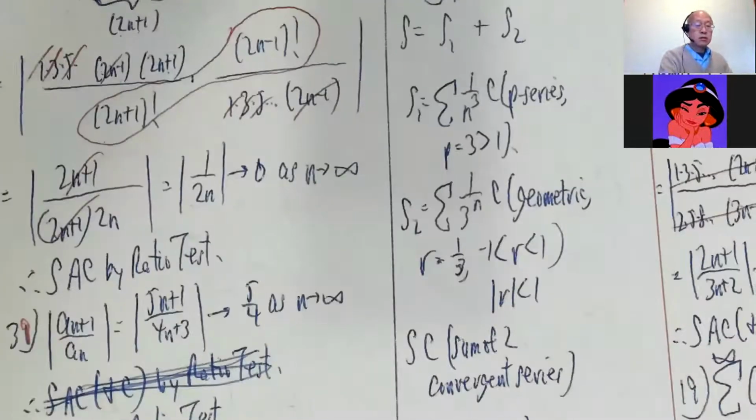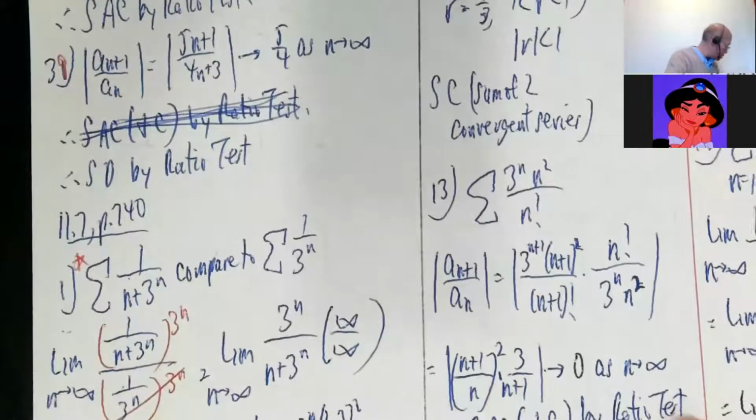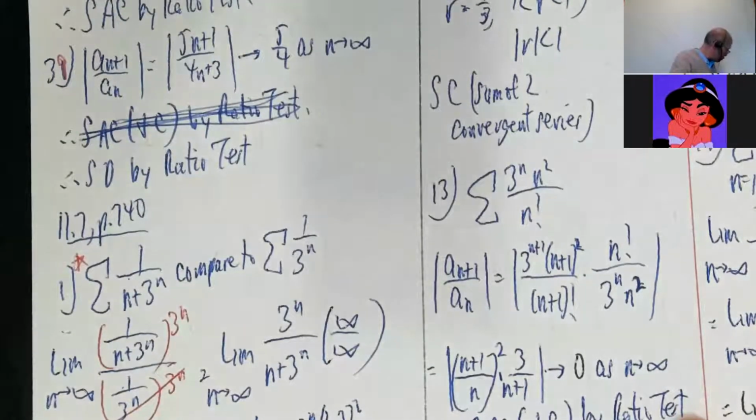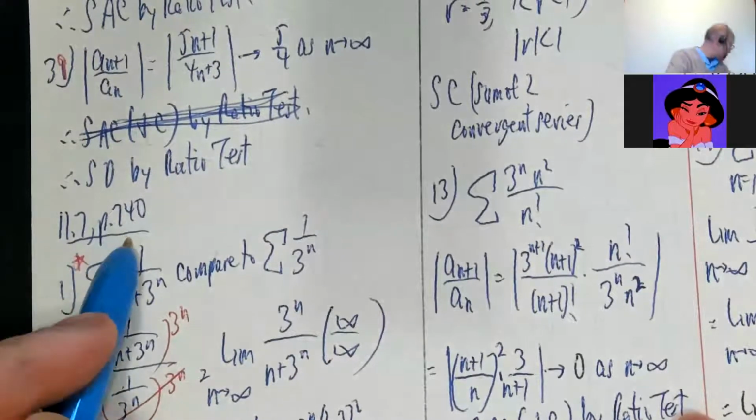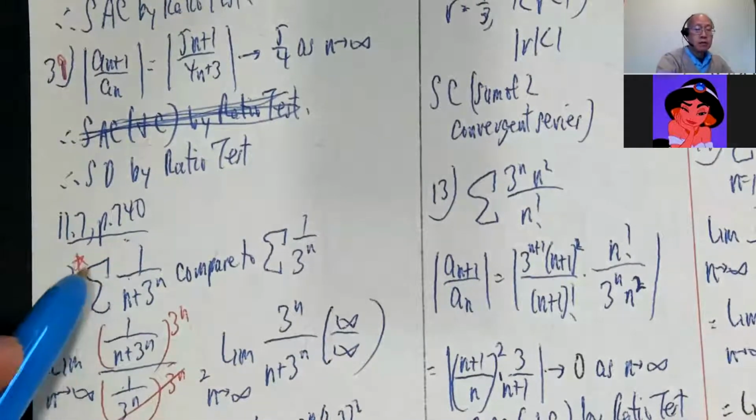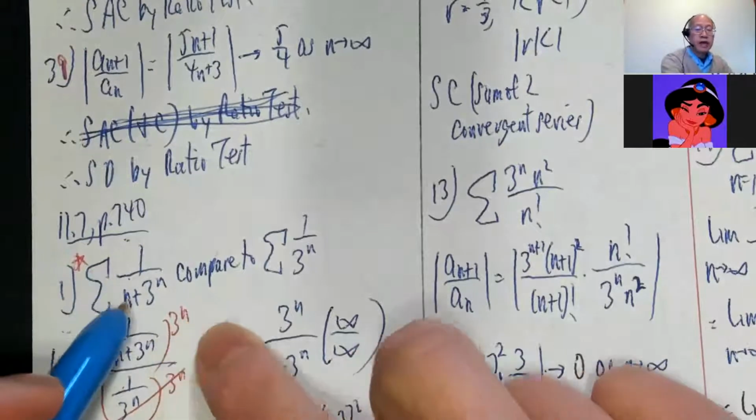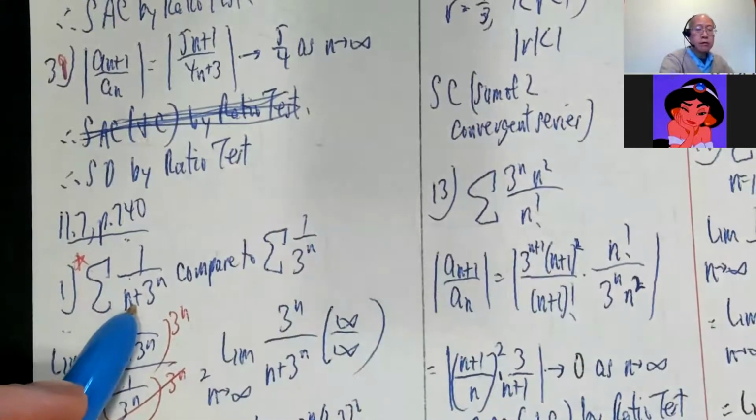So here we go. So this is 11.7. Okay, so this is page one star. Forget the page. The page is wrong. But it's okay. Summation 1 over n plus 3 to the n.